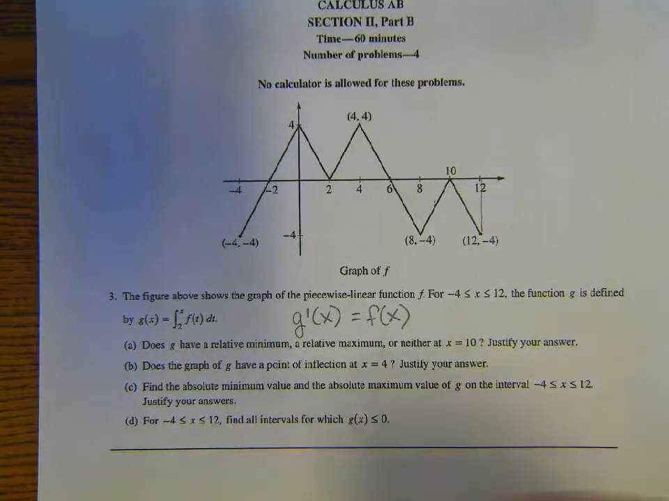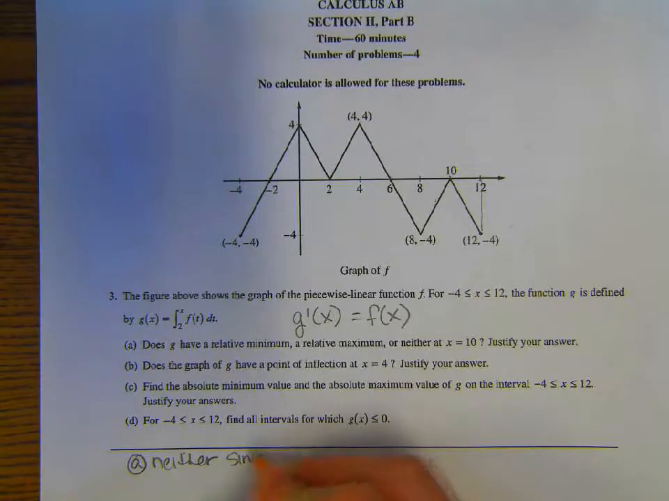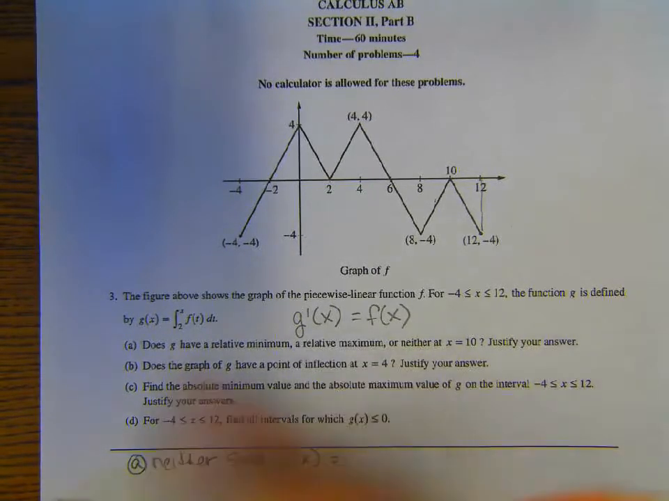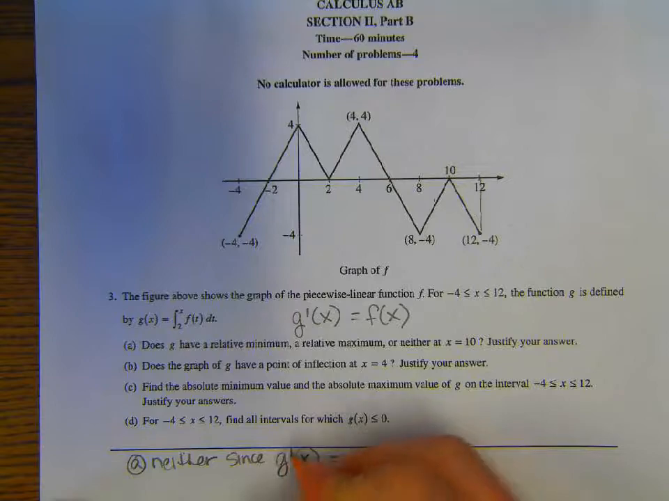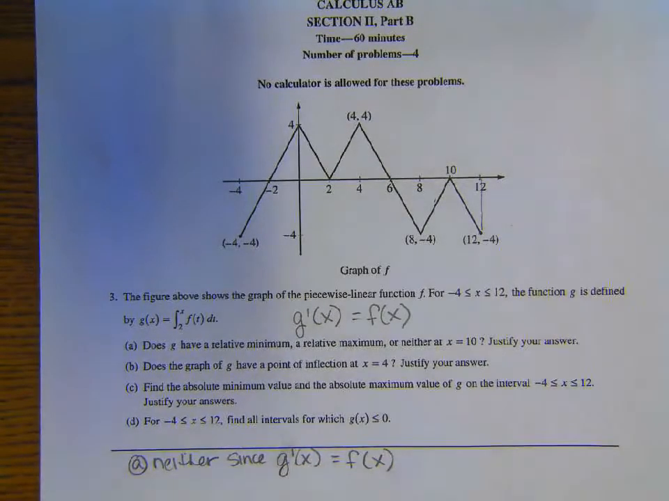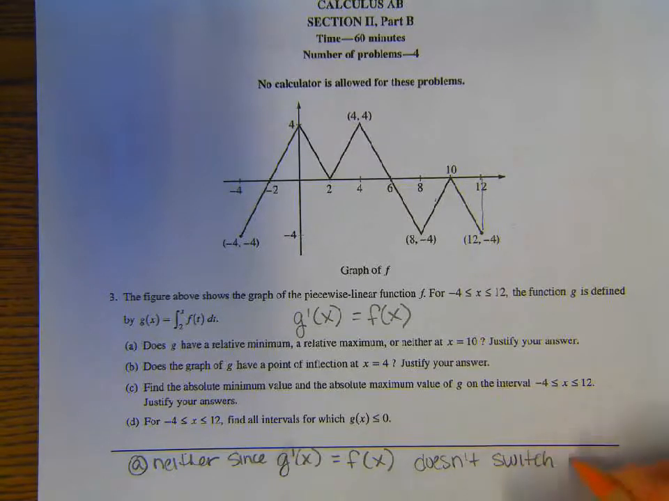Okay, so we're going to write: A is neither, since f prime of x, which we are going to state, which we're going to acknowledge here that we know what it is, because they might give points for that, which is f of x, so it knows what we're looking at, does not switch signs.